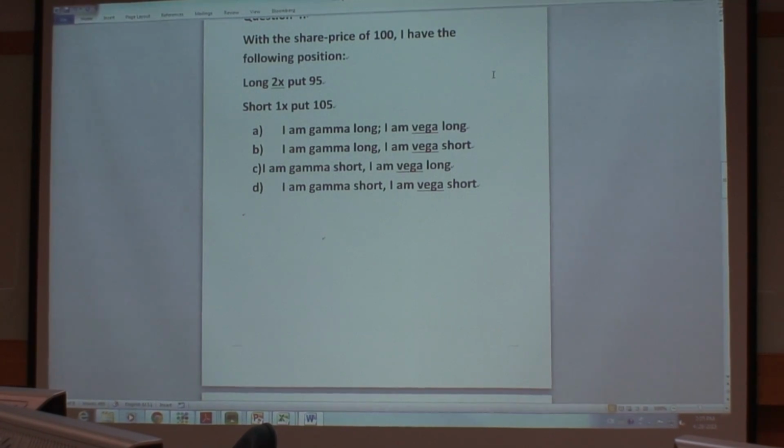If I own an option, the movement is always in my favor. So long options is always long gamma.